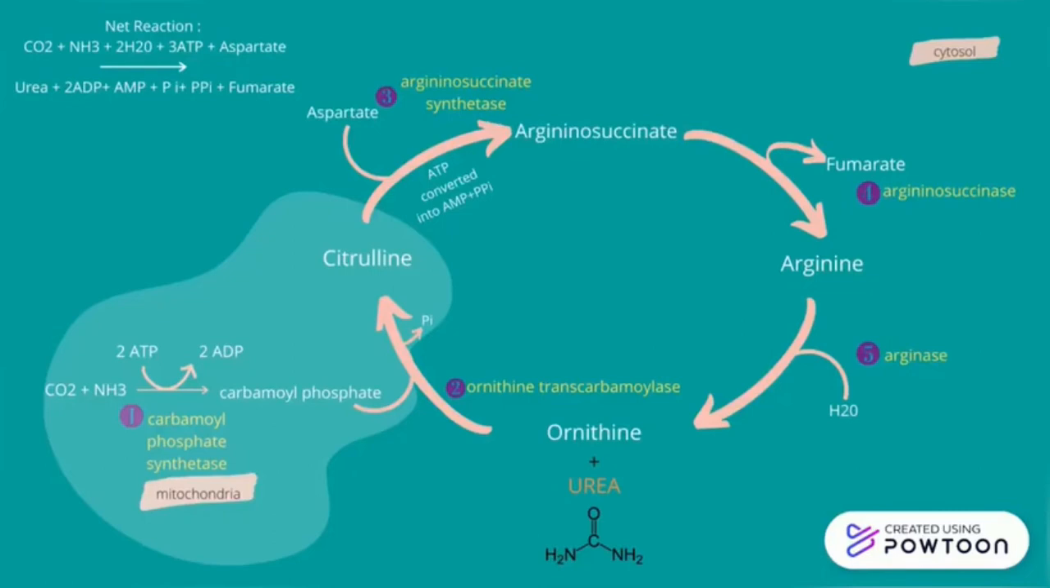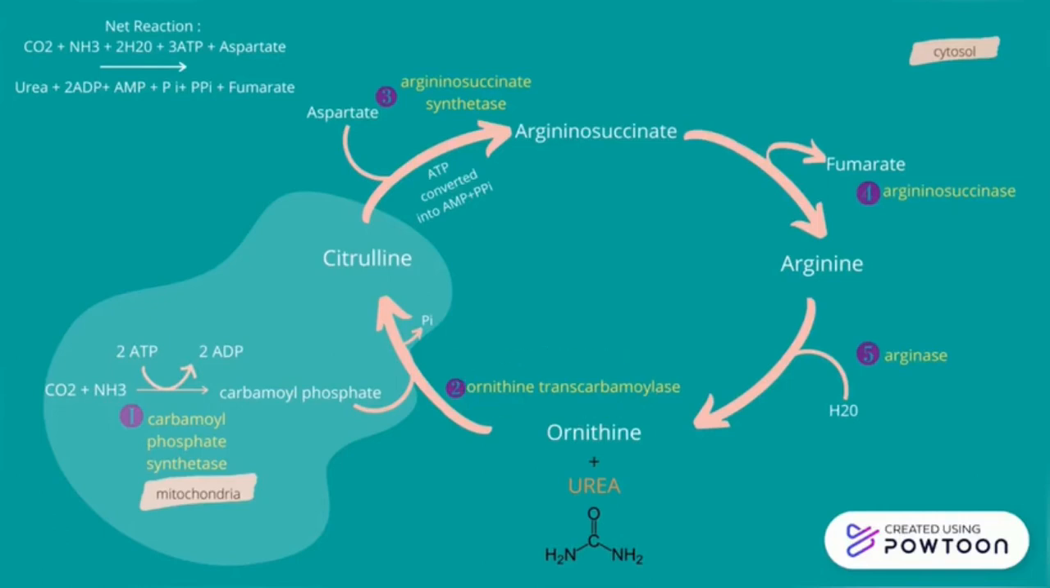The urea cycle begins in the matrix of mitochondria of the liver cell, where the combination of carbon dioxide and ammonia produces carbamyl phosphate. It requires 2 ATP and also requires the enzyme carbamyl phosphate synthetase 1. This enzyme requires N-acetyl glutamate in order to be activated. After the formation of carbamyl phosphate, it combines with ornithine, leading to the formation of citrulline. This reaction is catalyzed by the enzyme ornithine transcarbamylase.